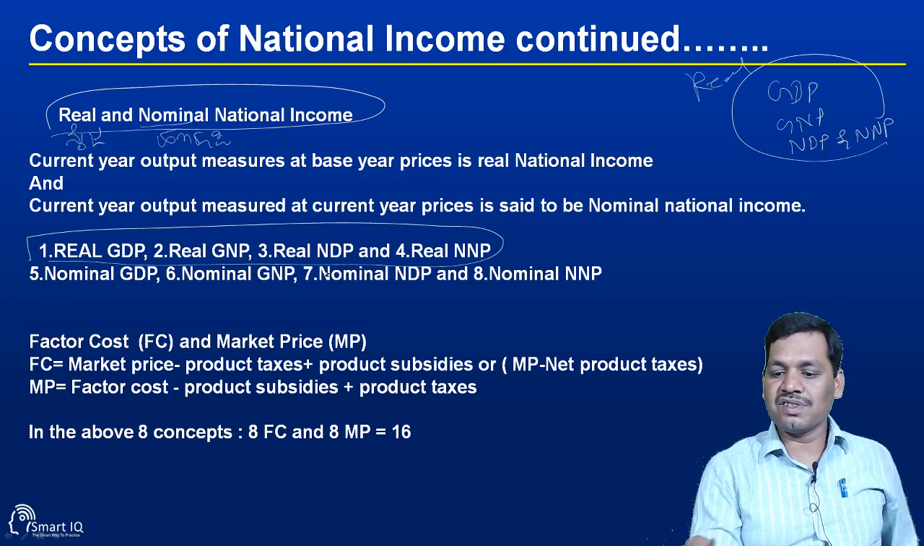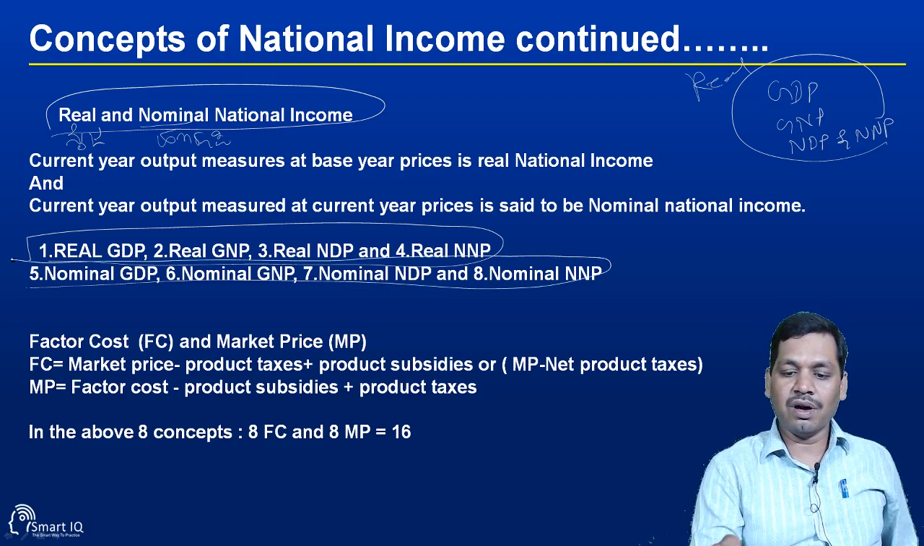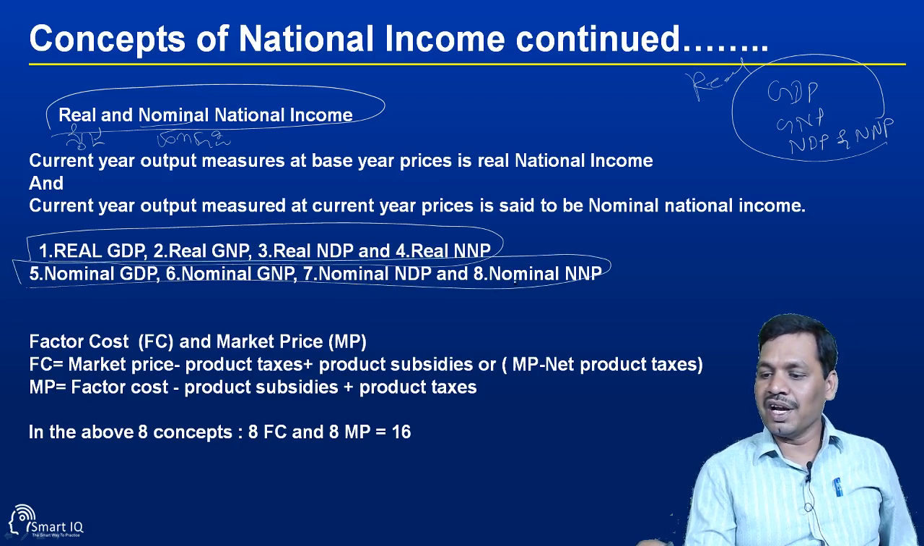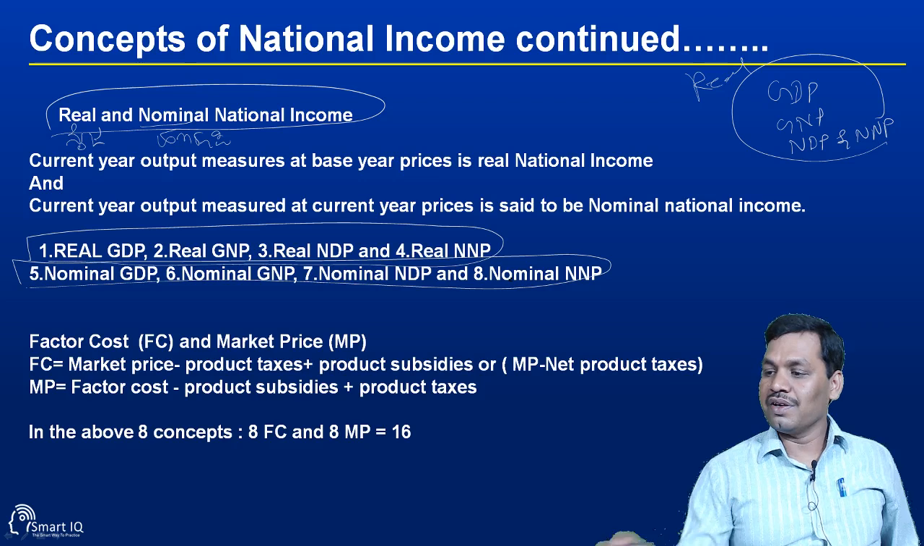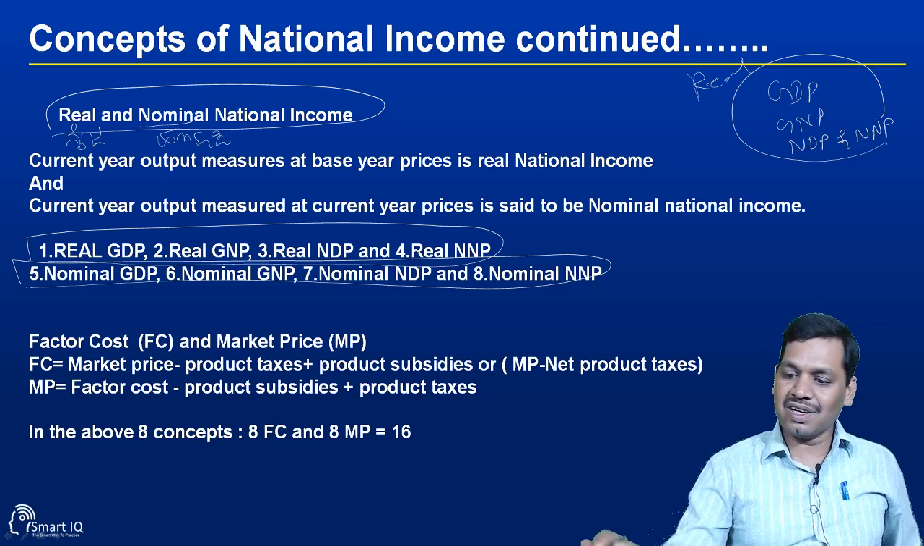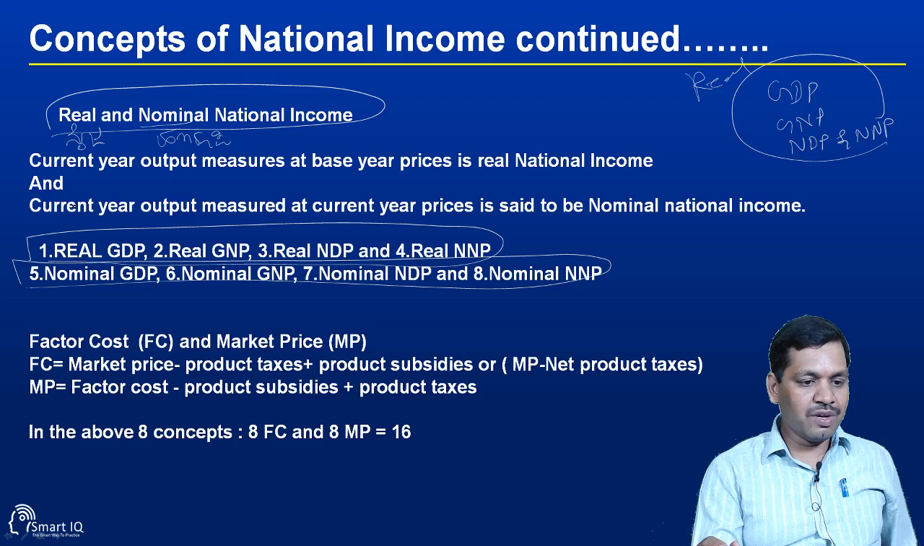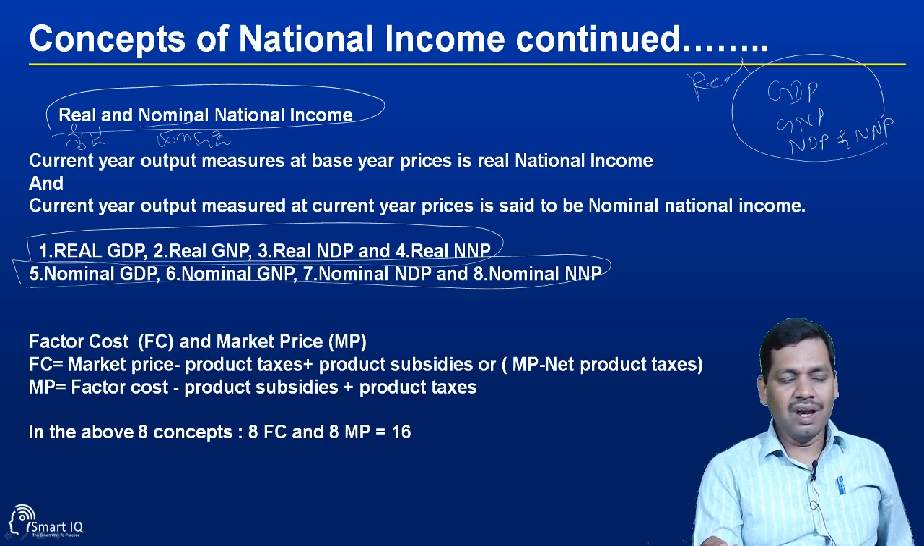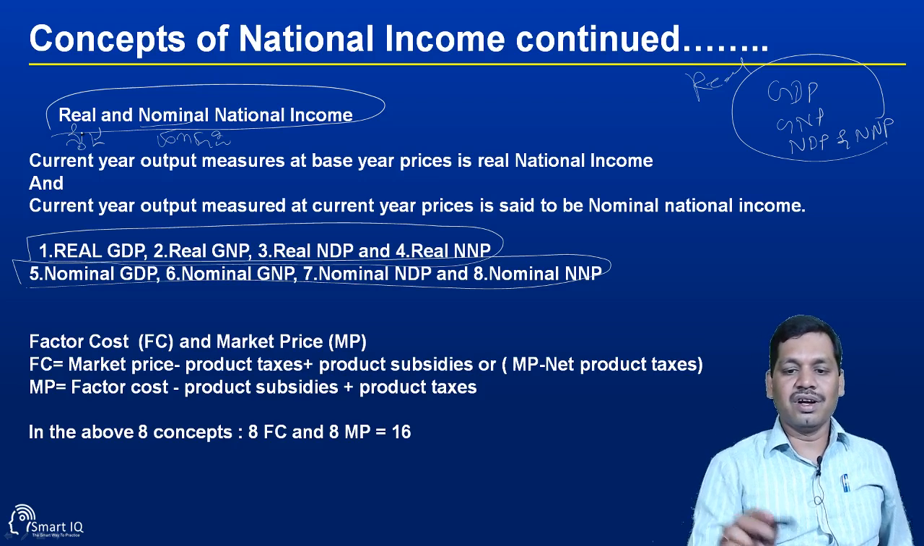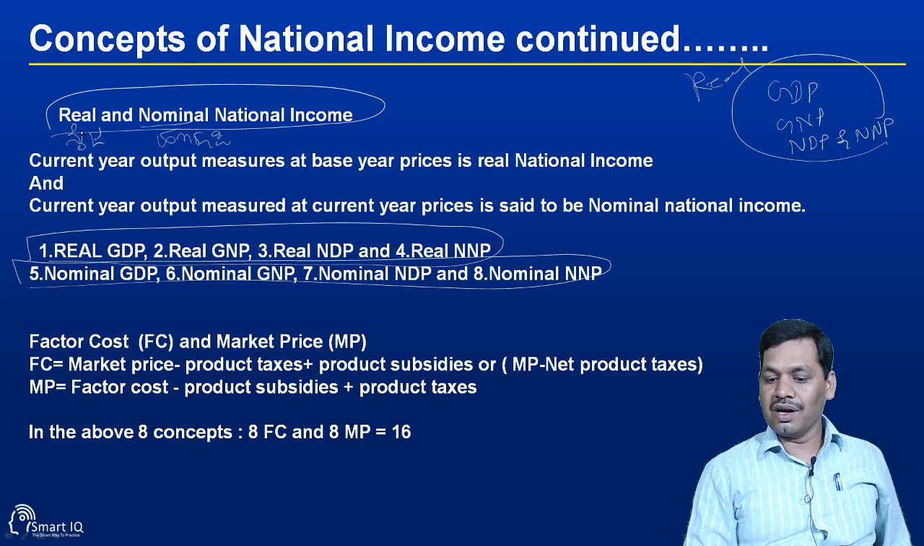And 5th, 6th, 7th, 8th belong to nominal GDP, nominal GNP, nominal NDP, nominal NNP. So these 4 are the basic ones, and then you will be able to do real and nominal. If you can differentiate, then you will be in a position to understand. Let me tell you what exactly real and nominal are.